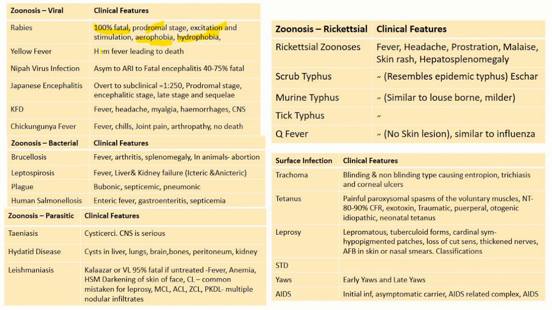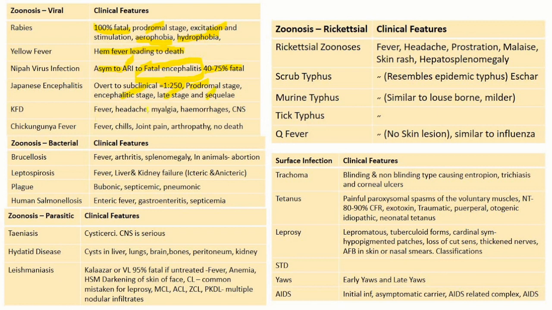Yellow fever presents with hemorrhagic fever leading to death. Nipah fever: asymptomatic cases will be there, from acute respiratory infection to fatal encephalitis. Encephalitis is the common cause of death in Nipah virus infection. About 40 to 50% of cases will be fatal. Japanese encephalitis: the overt to subclinical case ratio is about 1:250. Prodromal stage will be there, encephalitis stage will be there, late stage and sequelae will be present.